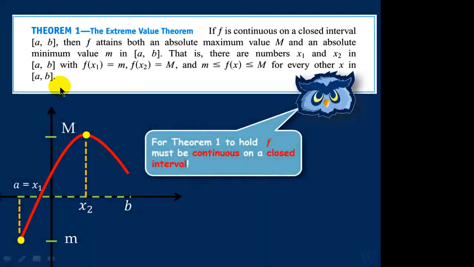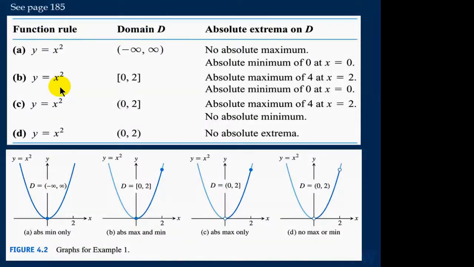Okay. For Theorem 1 to hold, f must be continuous on a closed interval. If you look at the previous slide, where we were able to obtain the absolute maximum and minimum was on the example letter B, because it was on a closed interval and our function is continuous. y equal to x squared is a parabola, so it's a continuous function.